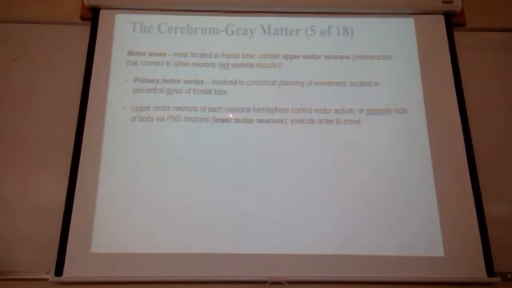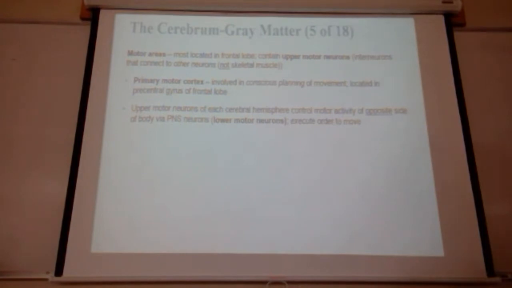The upper motor neurons of each cerebral hemisphere control the motor activity of the opposite side of the body via the peripheral nervous system neurons. These are the lower motor functions, and they execute the order to move. So if you get hit upside the head by a golf ball on the right side of your head, it could affect your ability to do things with your left arm. And that's what is meant by the opposite side of the body.